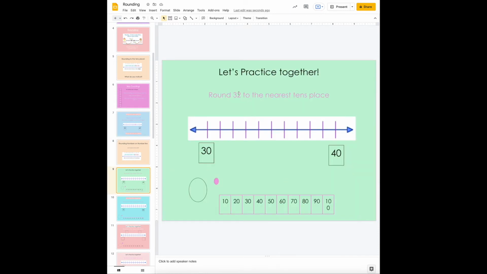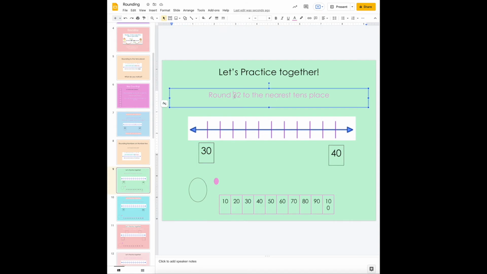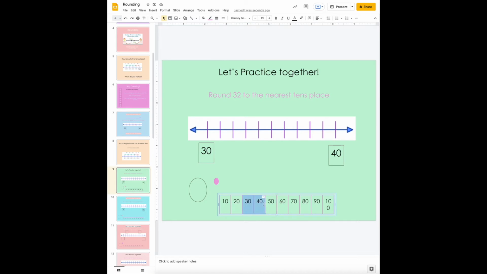Okay, so now we have the number 32. I already gave you the two tens, but let's practice how we got them. Remember, my first 10 is the 10 that's already in my number. So I'm going to start with 30, and I'm going to put it there. Then I'm going to use my line down here to see which 10 comes next. I know it goes 30, and then 40 is going to be my other 10.